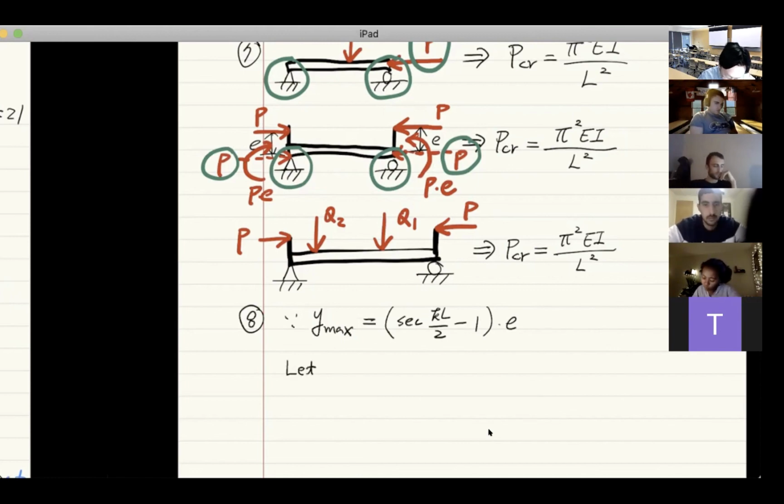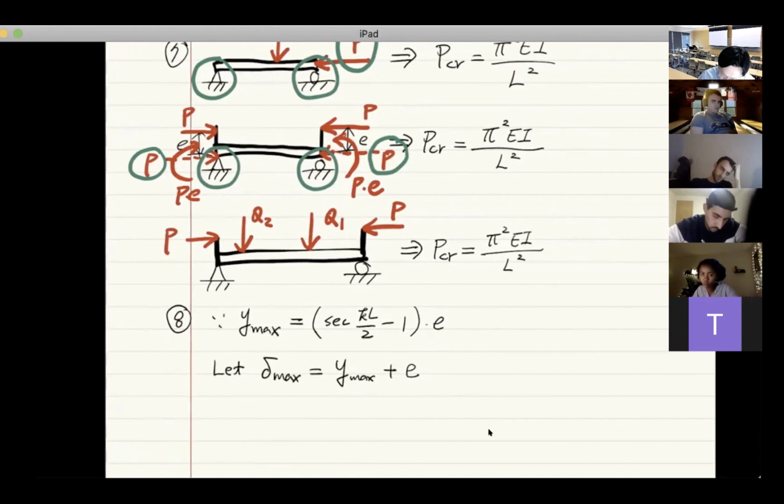We found that. Now, if I want to write it, I want to write it like this. If we let what we call delta maximum be Y maximum plus E, that means I want to separate the eccentricity effect by writing it this way. Okay, and that means what? I mean, this is a total deflection.